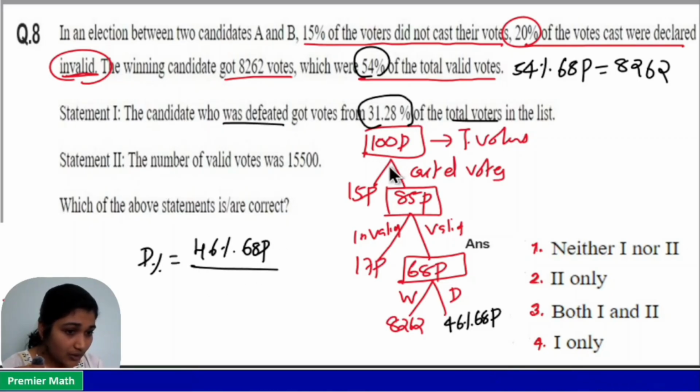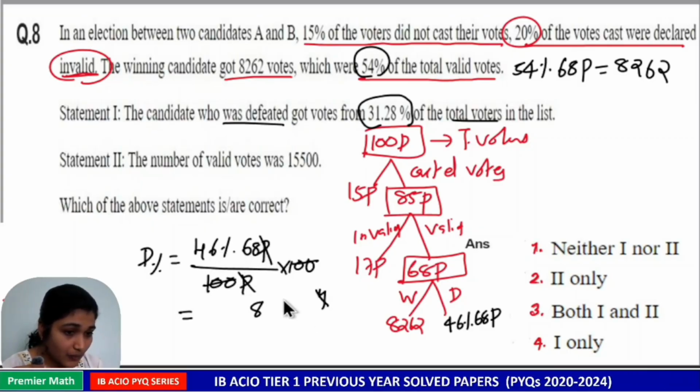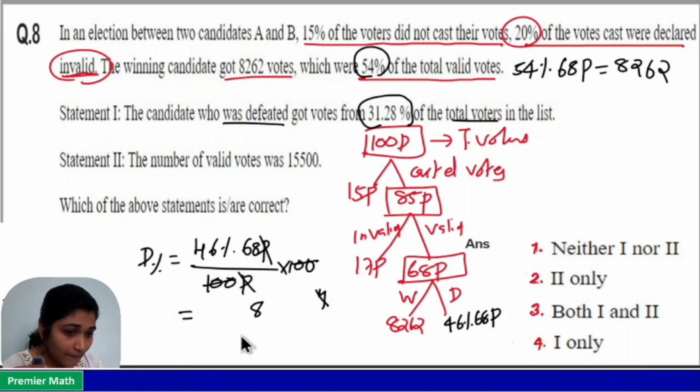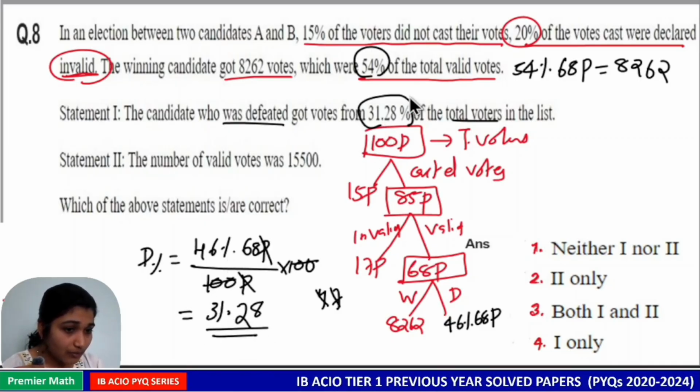Out of this, total voters are 100 part. If you convert it into percentage, you will get the defeated percentage. 100 cancel, part cancel. 6 into 8 is 48, remaining 4. 6 into 6 is 36 plus 4 is 40, 40 plus 32 is 72, remaining 7, and 4 into 6 is 24, 24 plus 7 is equal to 31, and here we have percentage means divided by 100. So 31.28% is right. Statement 1 is correct.